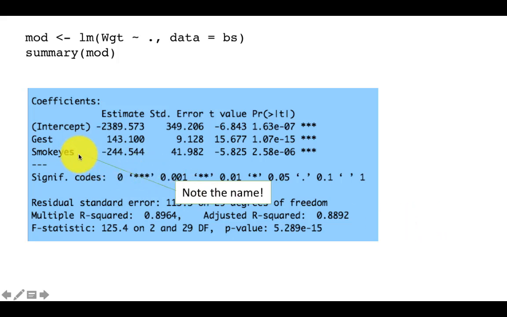Okay, so the name smoke yes was automatically given by the system because the original data frame had just smoke as the name of the column. The values were yes and no. So when it created the dummy, it appended the value of the dummy to the name of the column.